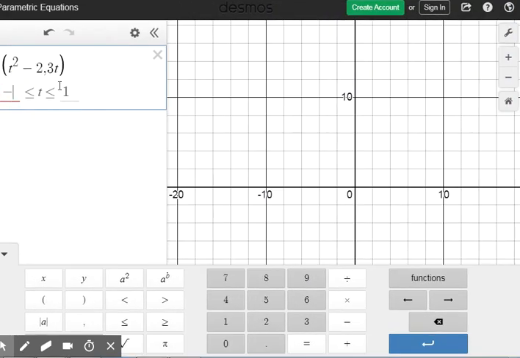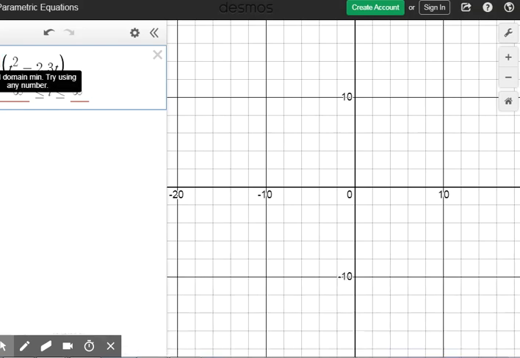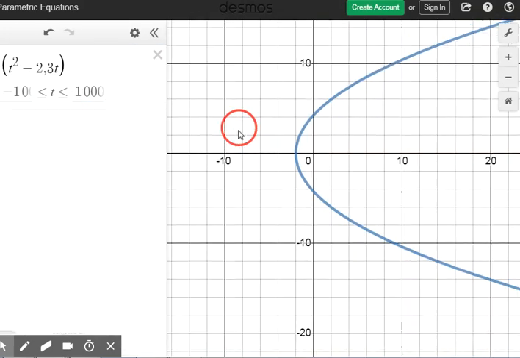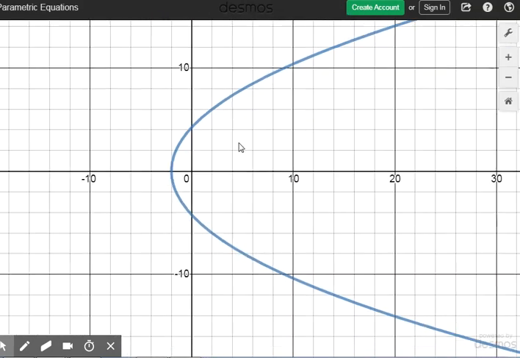Can I type in infinity? Oh, there we go. If you spell out infinity, it'll put the infinity symbol. Good to know. I was wondering about that. Now, apparently it does not like it. Oh, invalid domain minimum. Try any number. Okay, well, if it doesn't give you a window, then just pick a really, really big number because it doesn't like infinity. And it'll graph most of the entire graph there.